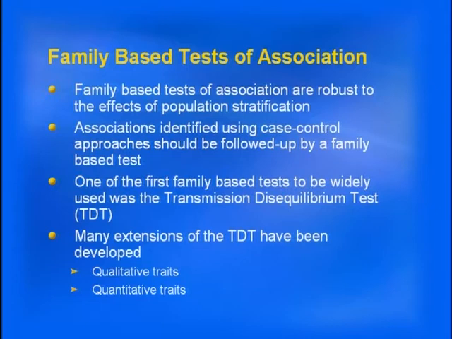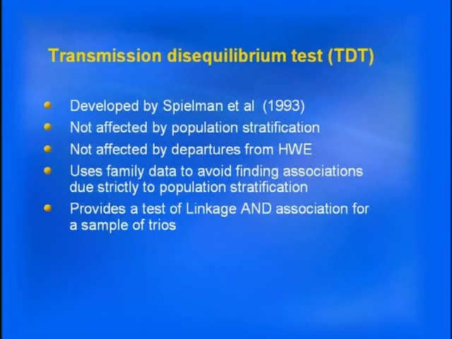Since the time when the TDT first came out, there have been a number of extensions for the TDT, including extensions that allow you to look at qualitative traits and quantitative traits. The first TDT that came out was essentially for a binary trait. Do you have cancer? Yes, no. Do you have heart disease? Yes, no. And then since that initial one came out, methods and extensions for quantitative traits and a variety of other situations have been developed. If you look in the literature on family-based tests of association, there are a huge number of extensions out there. But the first one that we're going to talk about today was developed by Spielman in 1993.